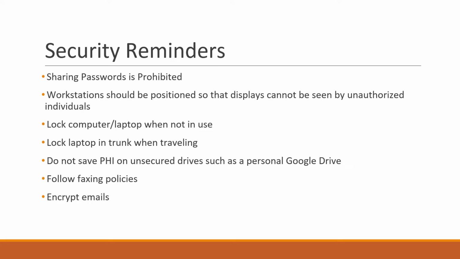Your workstations should be positioned so that the displays cannot be seen by unauthorized individuals. If you have a workstation and you know patients or clients or individuals are going to be walking by it and they can see it, you might want to invest in some of those privacy screens. They have privacy screens where you can't see the screen from certain angles. So you want to look at your workstation. If you have documentation, paper records, you want to make sure that paper records are not laying face up where others can read it if they're coming up to your desk.